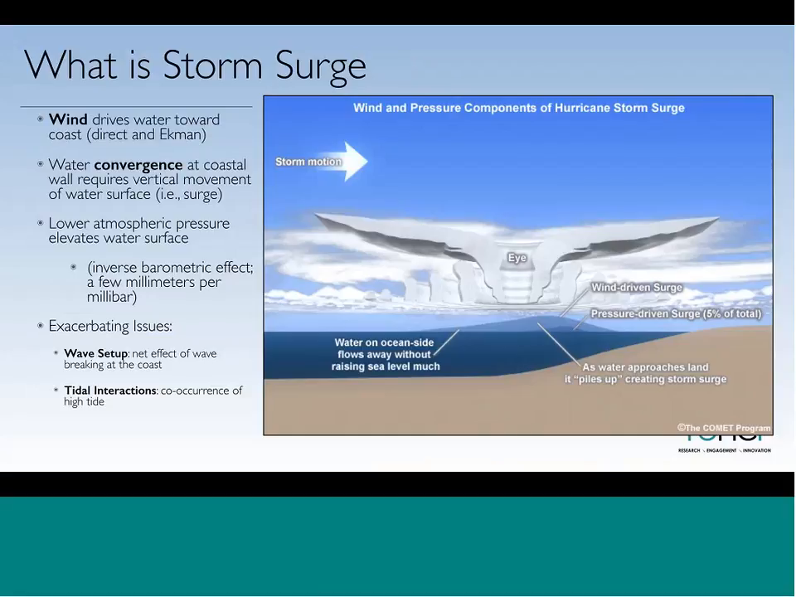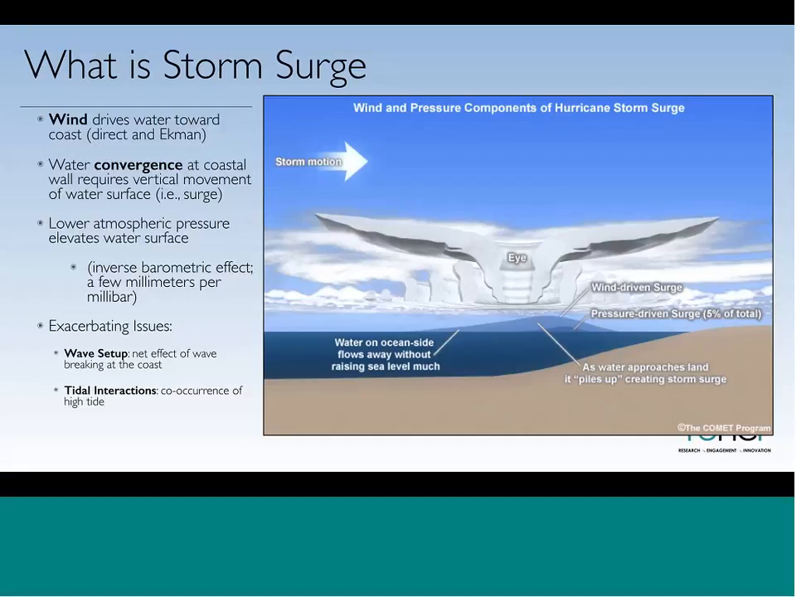I was going to skip this, but maybe I won't. So let me just say, what is storm surge? Well, storm surge is the result of wind basically pushing water toward the coast. But it's not really the wind that's causing the storm surge. It's the fact that you've got this water being pushed by the wind that actually hits up against a boundary, the coast, and it's got nowhere to go but up. So that's what storm surge is.